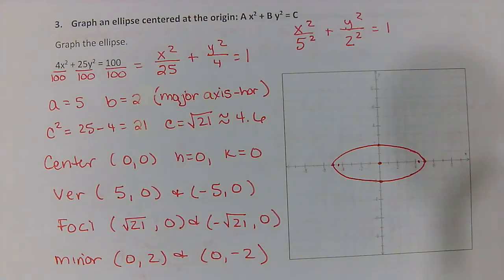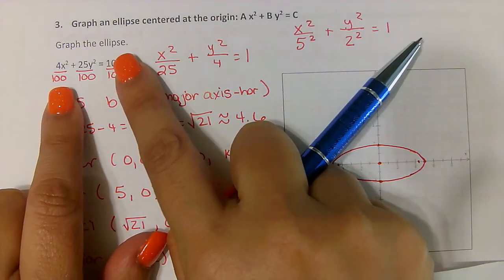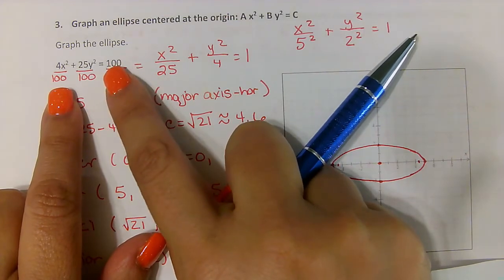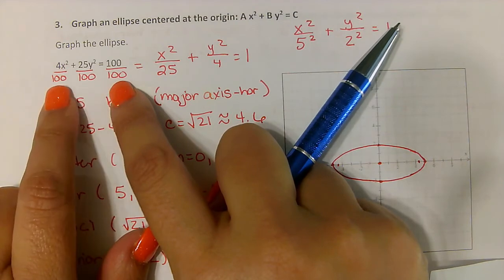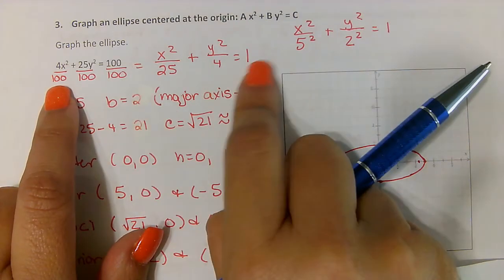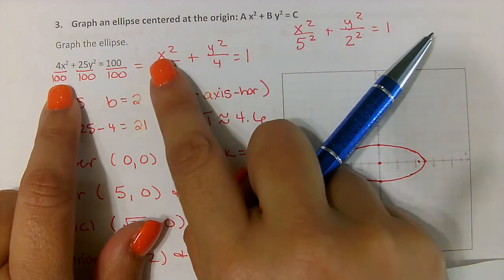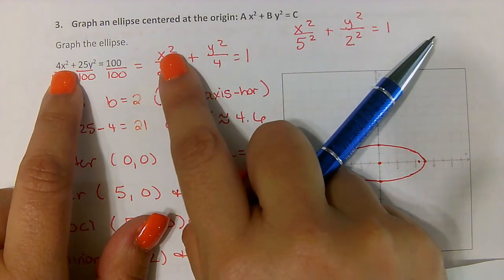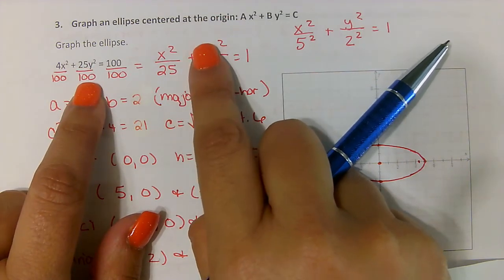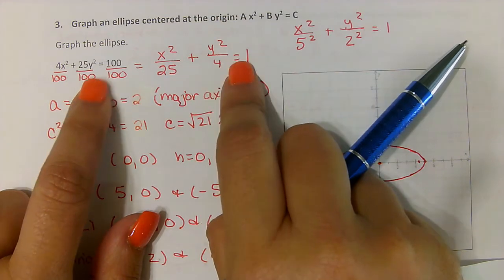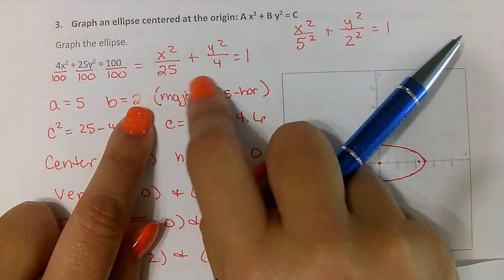Number 3 says to graph the ellipse. If you notice, this is not in standard form because it's not equal to 1, so we need to rewrite the equation where we divide everything by 100 so the equation is equal to 1. I went ahead and simplified the fraction 4 over 100 as 1 over 25 and then kept the x squared, plus 25 over 100, which is the same thing as 1/4, y squared is equal to 1. This is the form that we need our equation to be in.